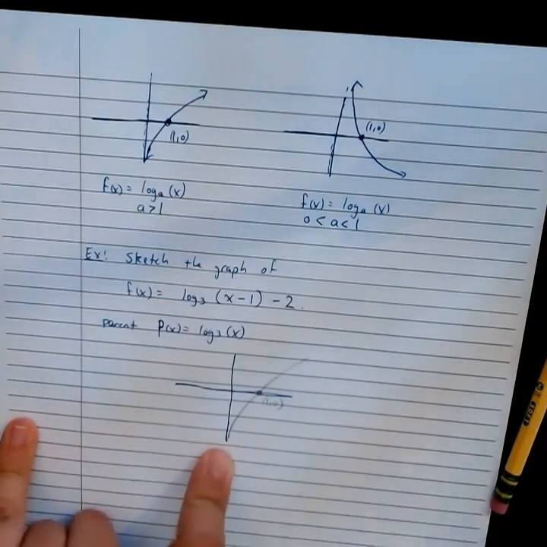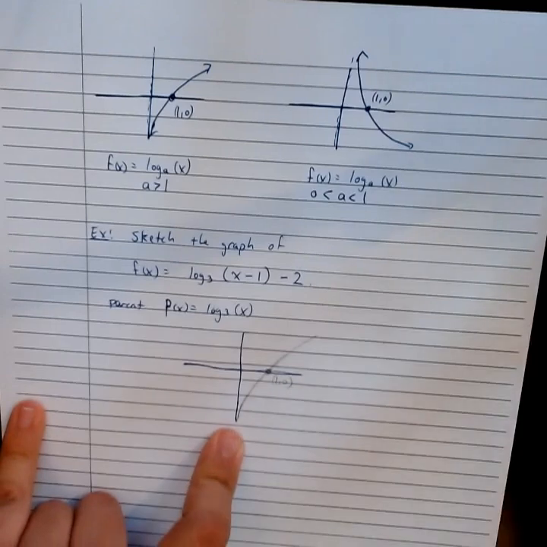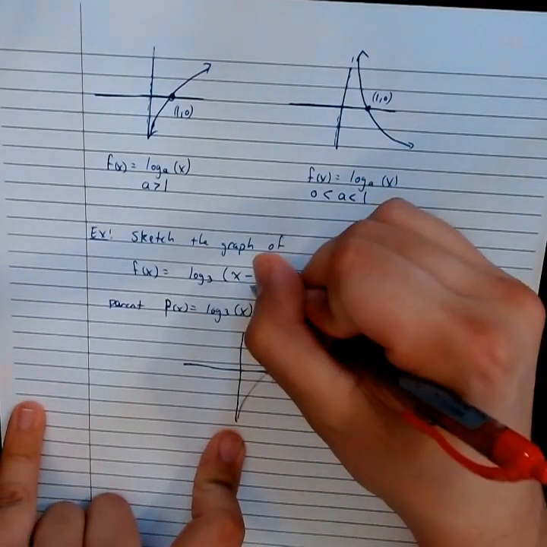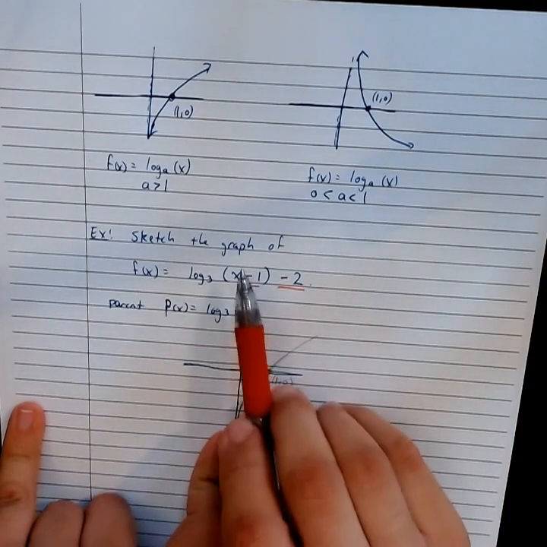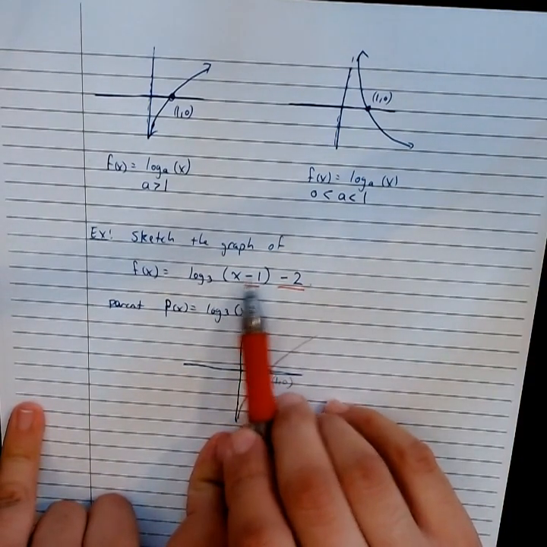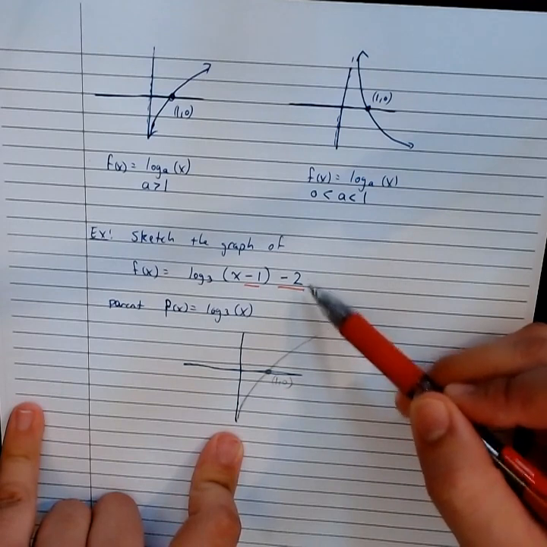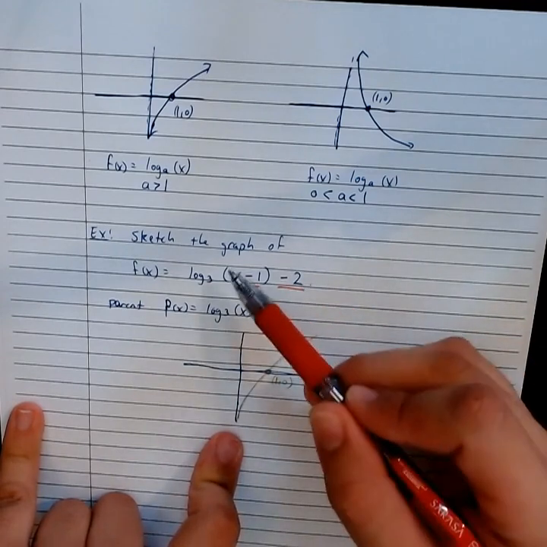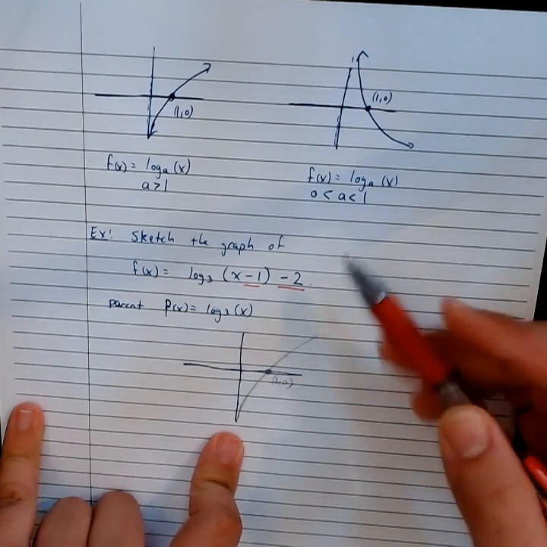or parent, everything that's different between my parent function and my final function must result in some kind of transformation. Well, I see two differences. I see a minus 1 here, and I see a minus 2 here. Remember, whenever you add or subtract inside the argument, whenever you add or subtract to the x value, that's going to move things left or right. But if you add or subtract on the outside of the function, if you add or subtract after the whole thing has been put together, that's going to translate things up and down.